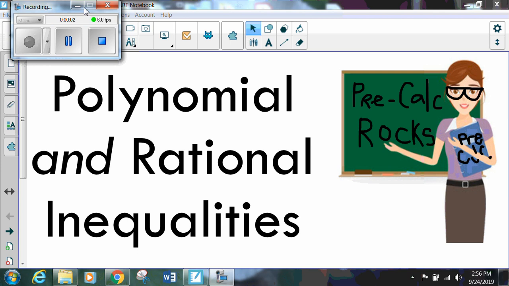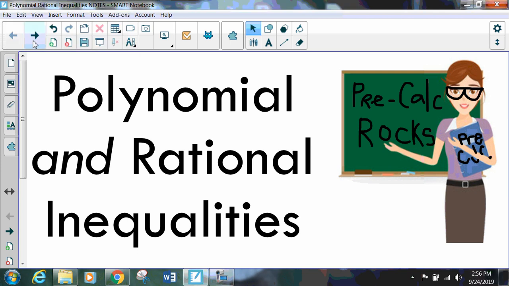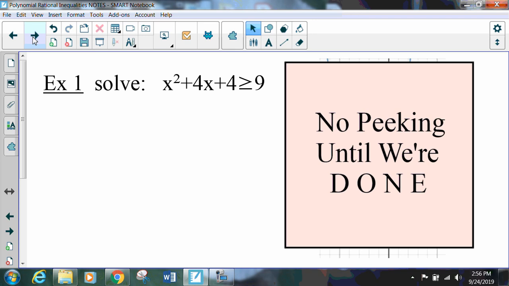Okay, here we go. Polynomial and rational inequalities. We are not going to peek at that graph behind the pink screen until we're done. We're going to solve this inequality. And the first thing that we realize is, wow, how? Think about how we would start. When something looks as confusing as this, we're going to break it down into something manageable.